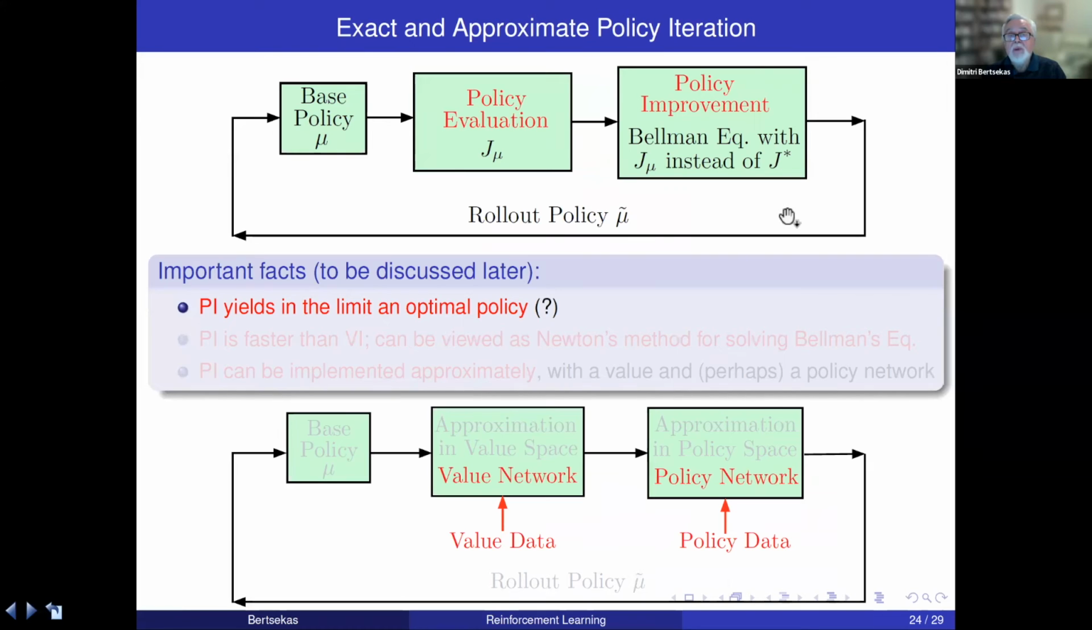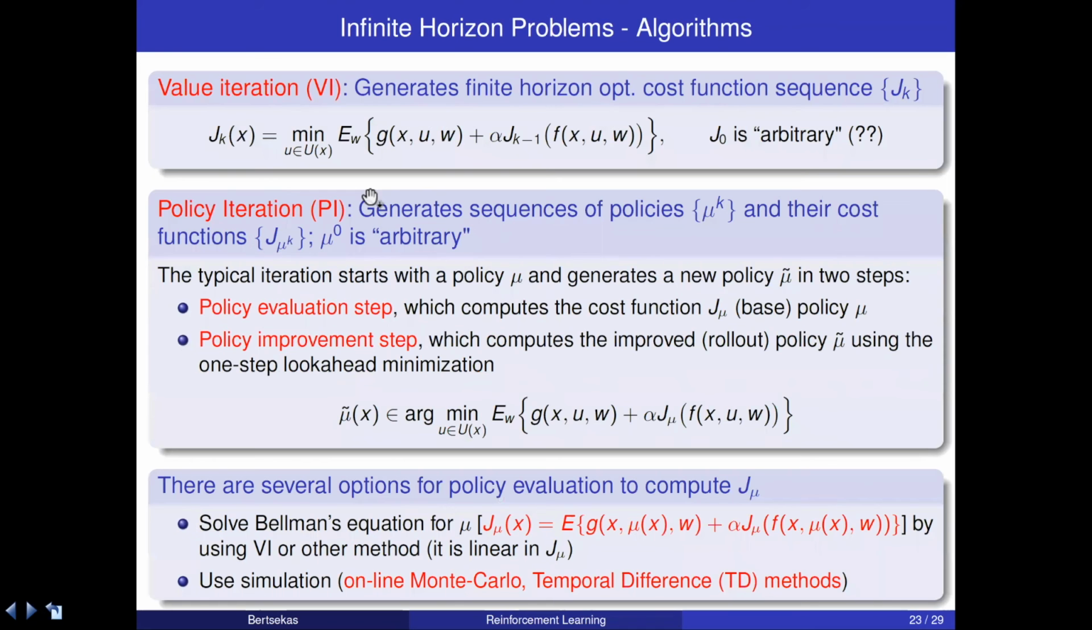So here's a schematic for exact policy iteration. Yes, somebody said something. Yes, in the policy improvement step, we are finding the new policy. So what is the difference between value iteration and the policy improvement? Because you said in the policy improvement, we use one-step look-ahead to find the new policy. And in the value iteration, we are also performing the minimization. So what's the difference between policy improvement and value iteration?